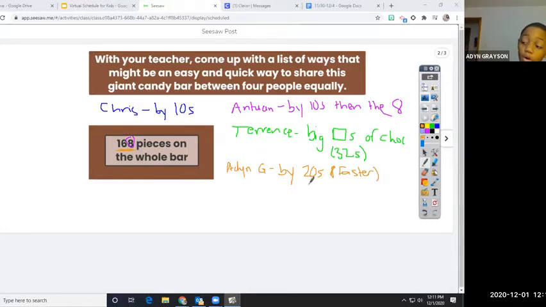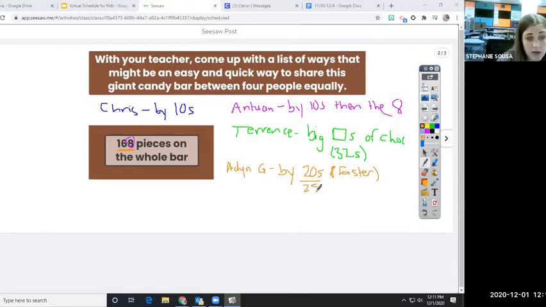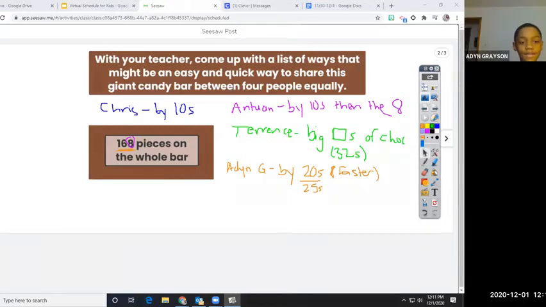Mm-hmm. Okay. Or we can do 25s. Okay, so 20s, maybe 25s. So you're saying go by a bigger number, divide by a larger section first. Is that right? Okay, he's saying move it on up. William.